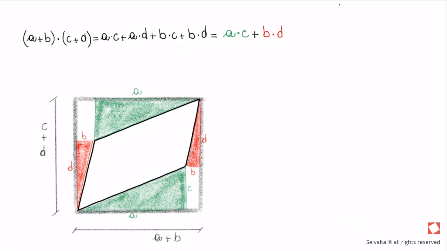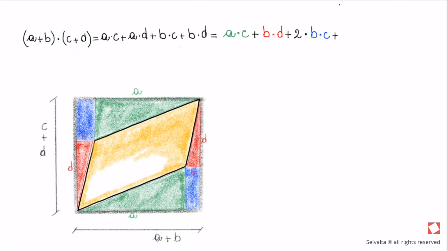There you see also two small rectangles. They are equal and they have sides B and C. Globally, they occupy an area twice B times C. And finally, the area of the big rectangle contains also the area of the parallelogram that I sketched now in yellow, and I call it D.